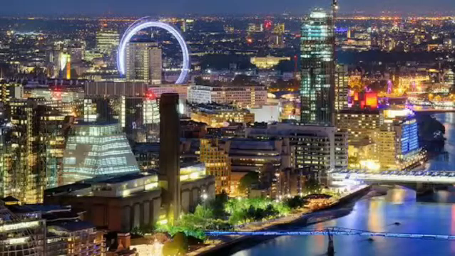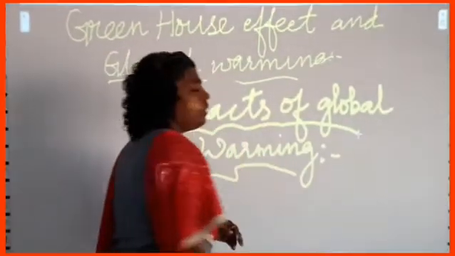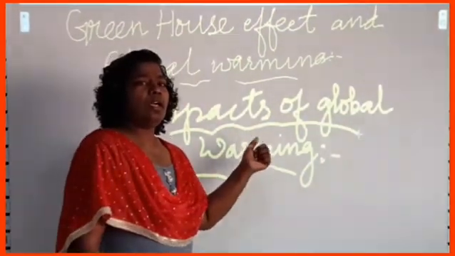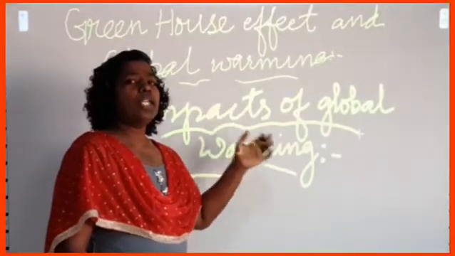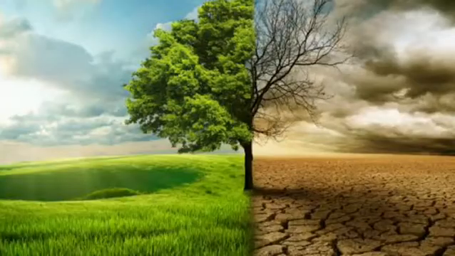It also becomes the cause for global warming. Now we will see what the impacts of global warming are. Global warming has mostly negative impacts. What are the negative impacts, or what are the impacts of global warming? The first one: because of global warming, what happens?